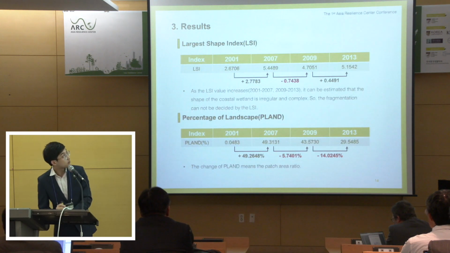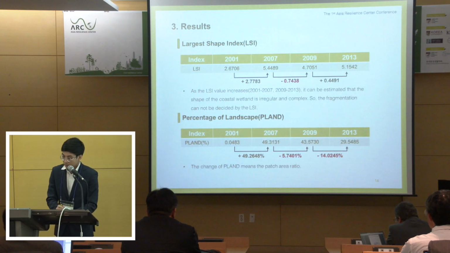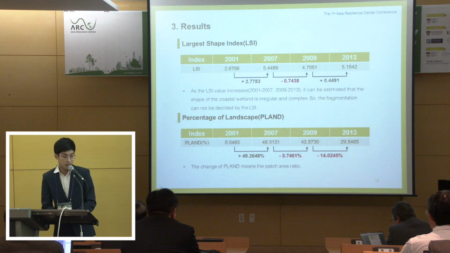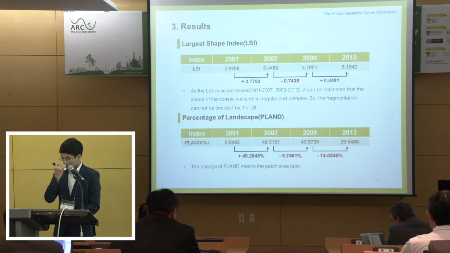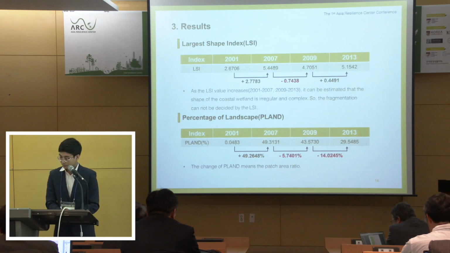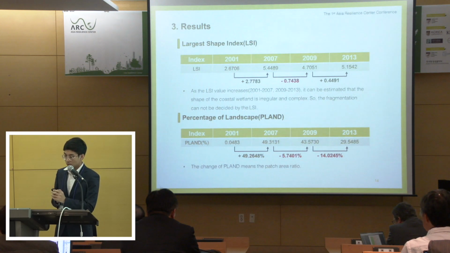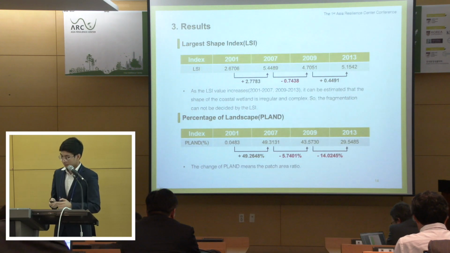And next, the third index is the largest shape index. This largest shape index, called LSI, means how irregular and how complex the specific site is. So the fragmentation can't be decided by only this index, because with this index we just know how irregular and how complex the site is.